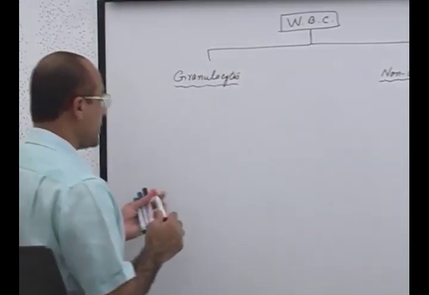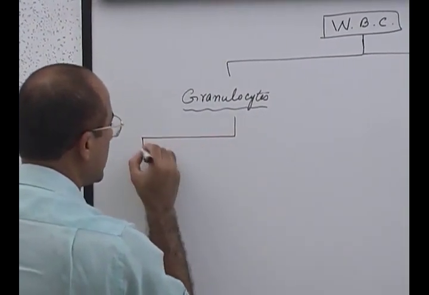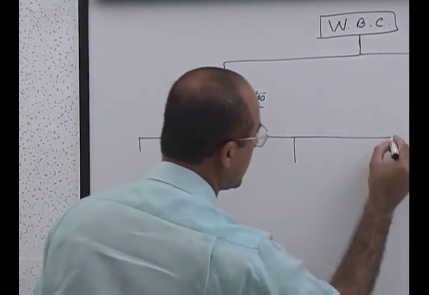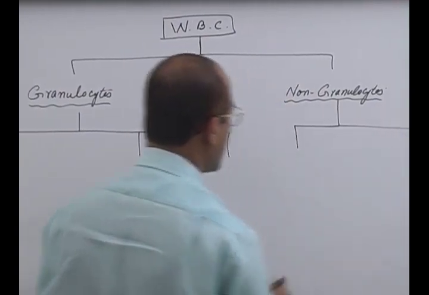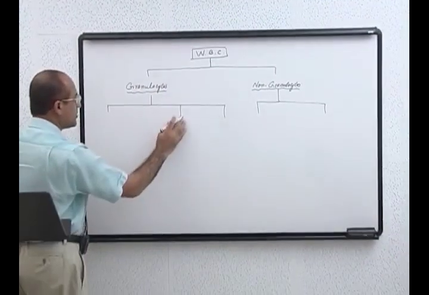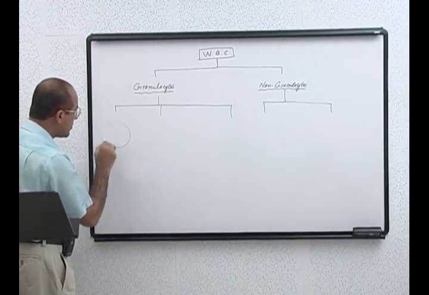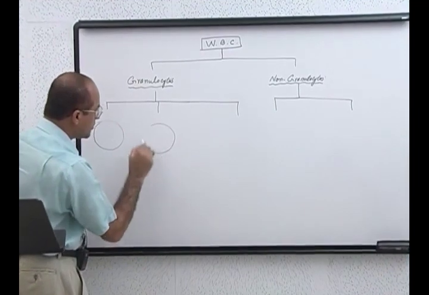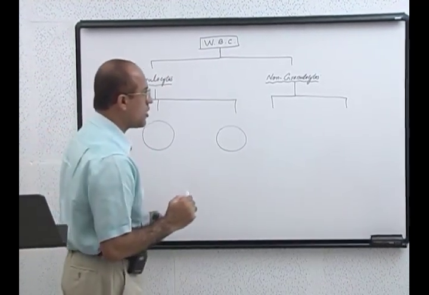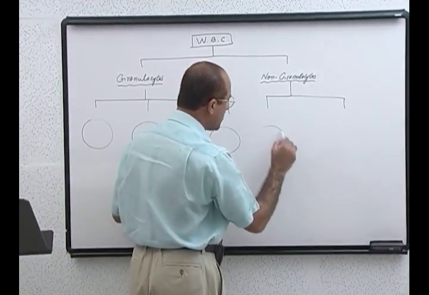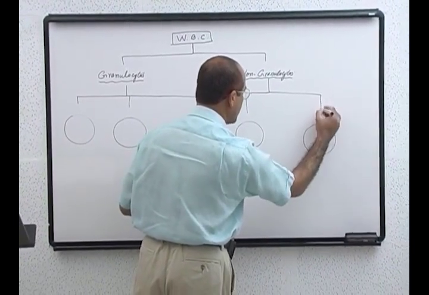Granulocytes are further divided into three types of cells, and non-granulocytes are divided into two types of cells. Now, granulocytes are neutrophils, eosinophils, and basophils. And non-granulocytes or agranulocytes are monocytes and lymphocytes, right?